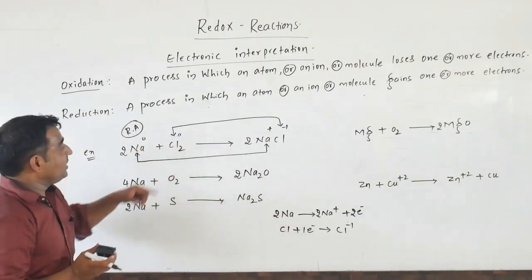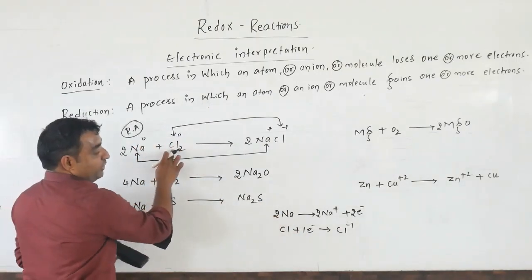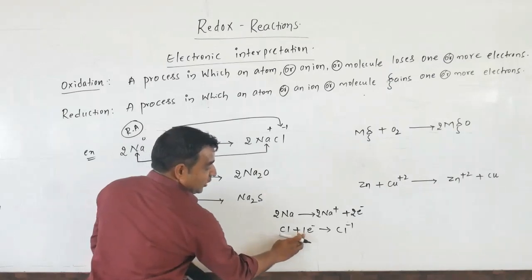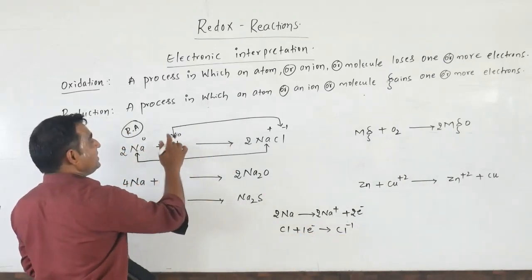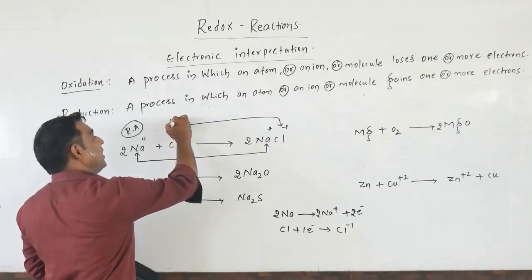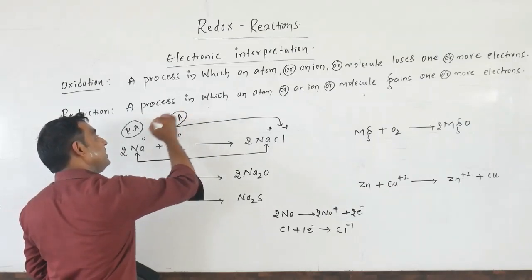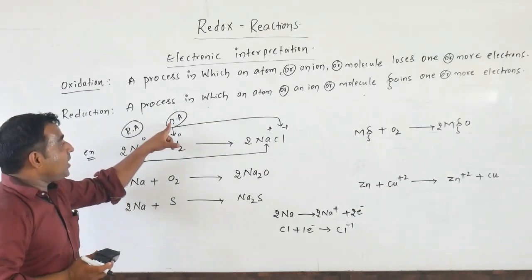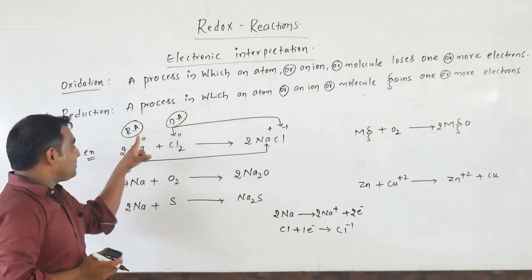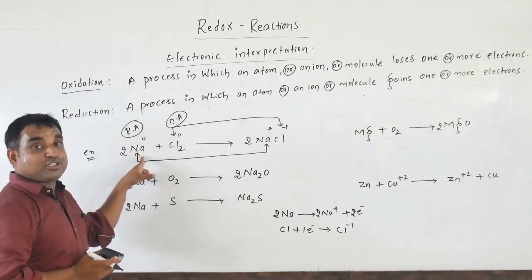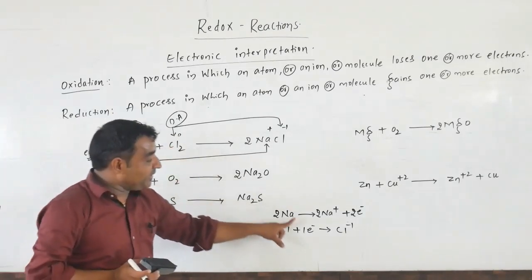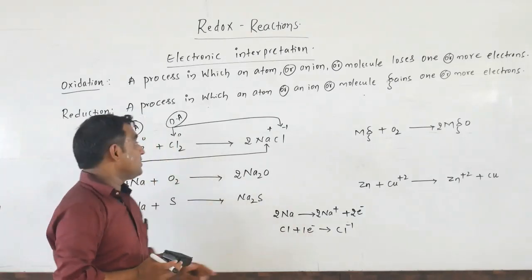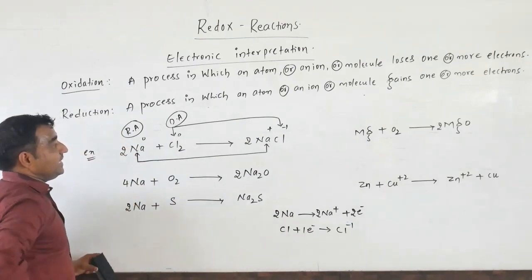And chlorine gains the electron to form Cl minus. Since it is gaining the electron, this is also called an oxidizing agent. It means it oxidizes something else. Whom does it oxidize? It oxidizes sodium, while itself being reduced. Reduction is by gaining of electrons. This is also called an oxidizing agent.